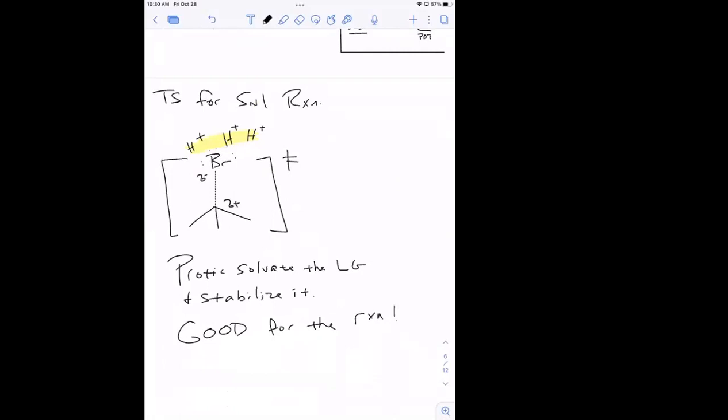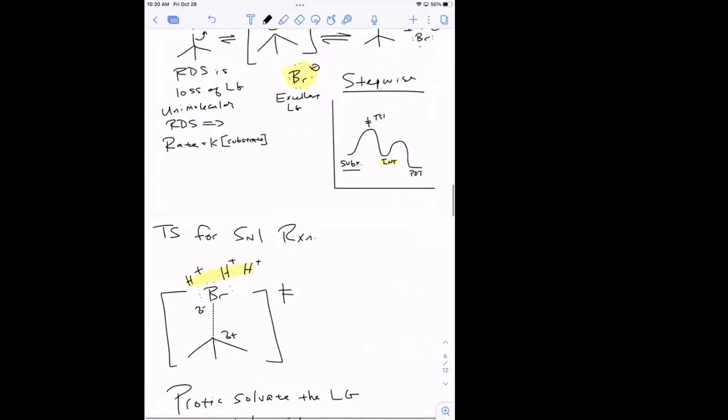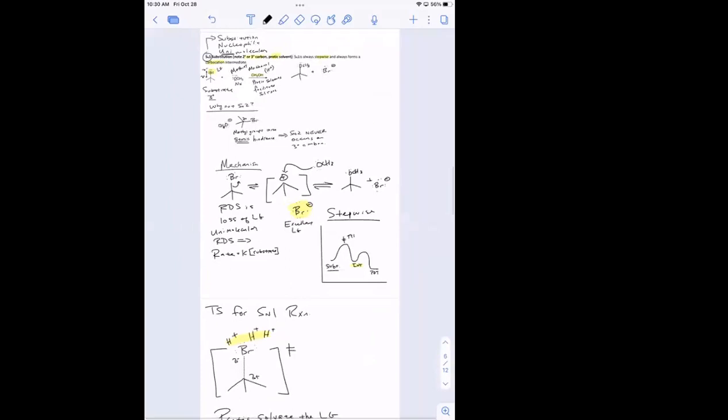What's the overall charge on the transition state here? If part of it is partially negative and part of it is partially positive, it's neutral, right? It's not like the SN2 transition state, where it was negative overall. It's actually neutral. All right, questions about anything pertaining to SN1?